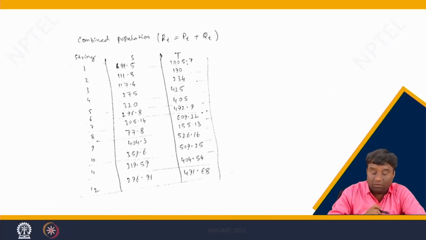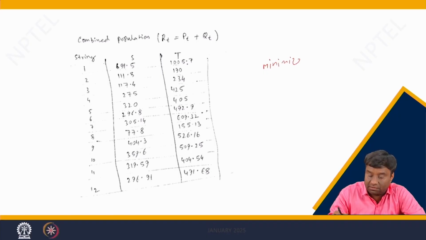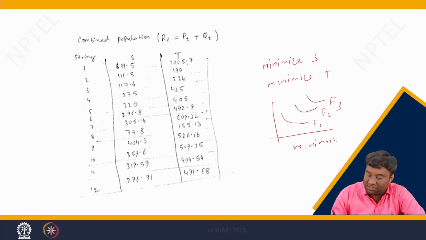Now here we have some variables or strings, numbered 1, 2, 3, 4, 5, 6, 7, 8, 9, 10, 11, 12, and for each there is a parameter s. Here we want to minimize s and also minimize t. So it is a minimize problem. The parallel front will lie here, that will be front 1, this will be front 2, this will be front 3. Here we minimize both, as we have discussed earlier.